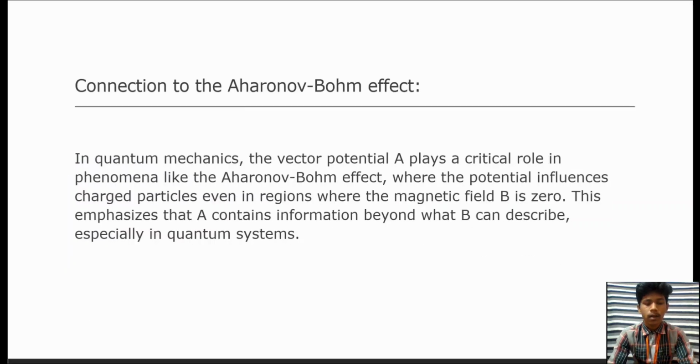And the connection to the Aharonov-Bohm effect: in quantum mechanics, the vector potential A plays a critical role in phenomena like this effect, where the potential influences charged particles even in regions where the magnetic field B is zero. This emphasizes that A bar contains information beyond what B can describe, especially in quantum systems.